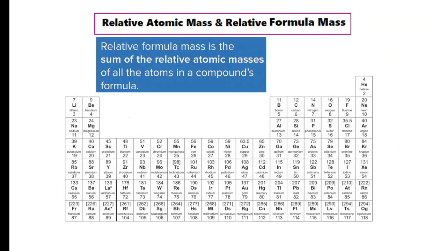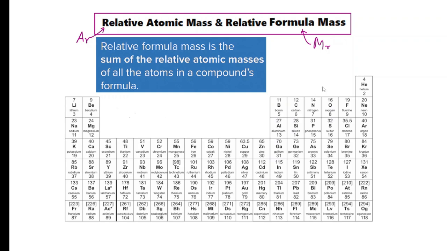Relative formula mass is the sum of the relative atomic masses of all the atoms in a compound's formula. Now remember, relative formula mass is for a compound. We use the symbol Mr for relative formula mass, and for relative atomic mass, we use the symbol Ar.